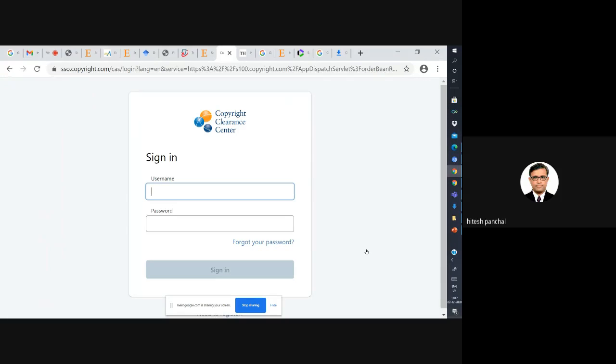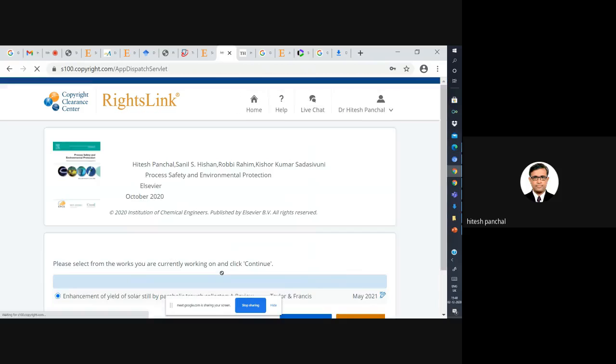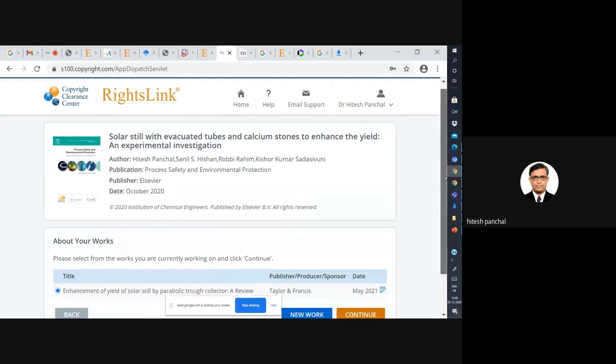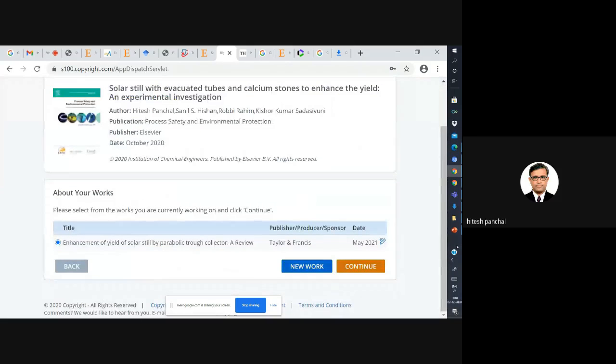Now you will get the Copyright Clearance Center. Here I am already a member. You can also go for it. It is very simple. Now you can see the title is here. You are going to reuse in Taylor and Francis. Continue.